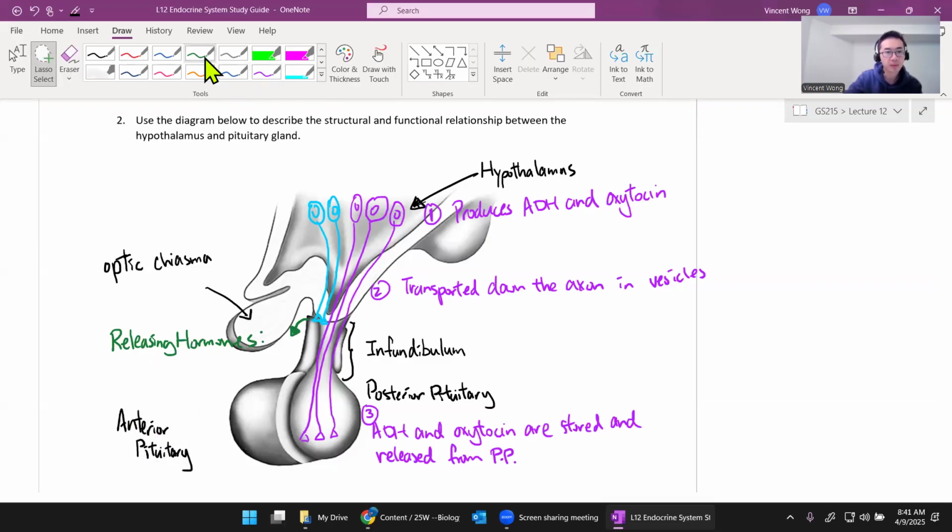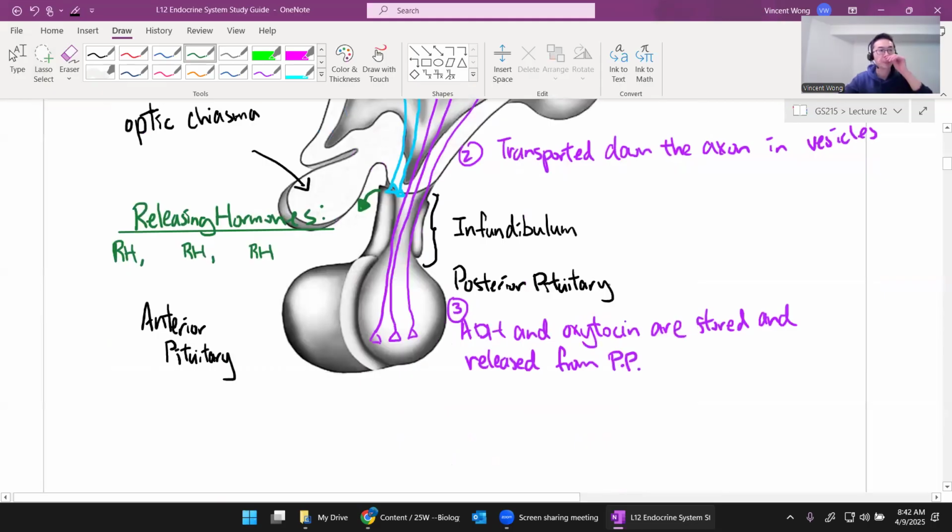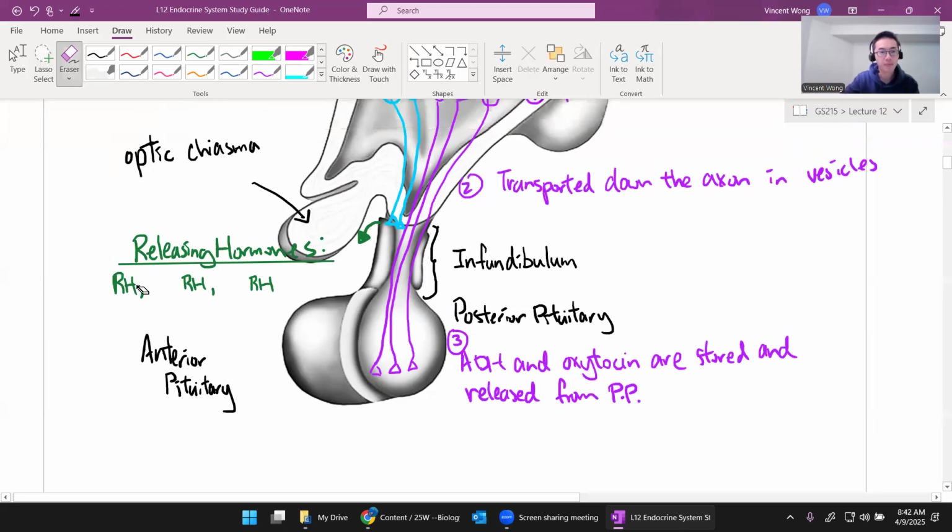Anyone remember what they are? You definitely need to remember them for the final test. They all end in RH. That's one way to remember it. But what are they? One for reproductive system, one for metabolism, and one for stress management, resource availability. What are the names of all the releasing hormones? Okay, why don't I give you a moment to look that up, perhaps?